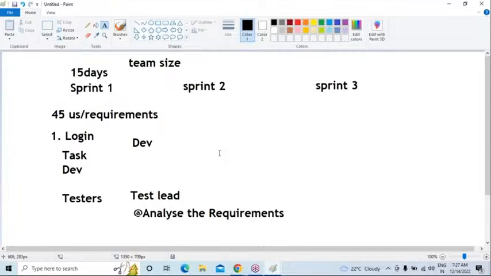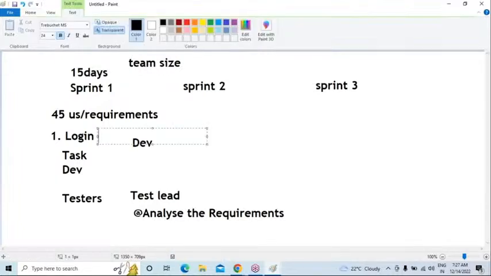So the first duty of a tester is to analyze the particular user story or the particular requirement. Why do we need to understand it? If we understand it, then only can we perform the testing in detail. Without having knowledge of the application, we cannot perform the testing. So that is the reason. We have to go through each and every user story.